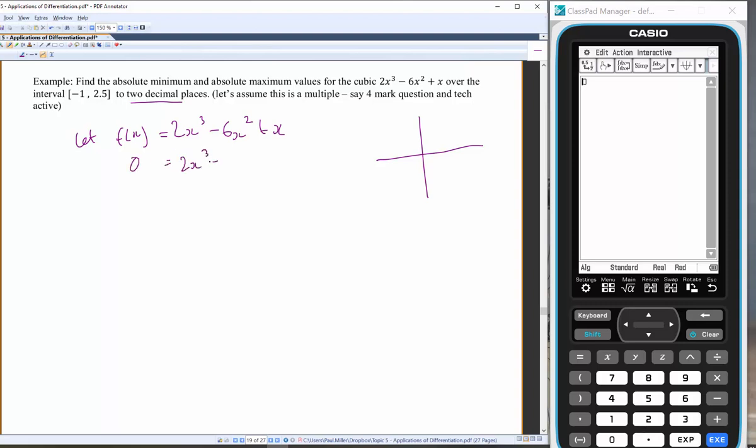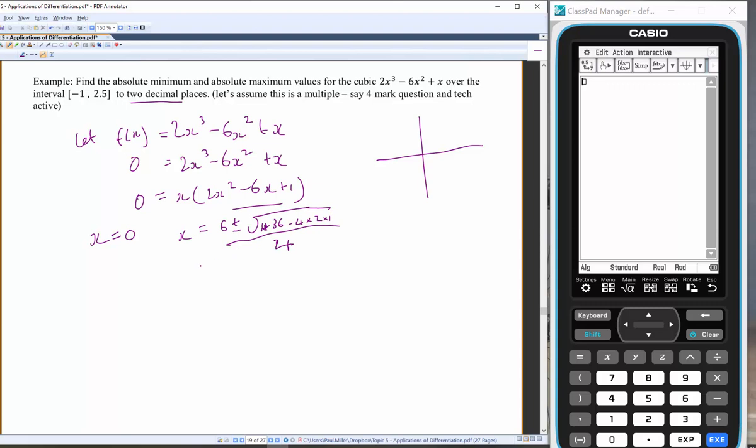0 equals 2x cubed take away 6x squared plus x. 0 equals x, 2x squared take 6x plus 1. X is equal to 0 and x is equal to this. That's going to be quad formula. So negative b is 6 plus or minus the square root of b squared, which is, no, it's not 4, it's 36, take away 4 times 2 times 1, all over 2a, which is 4.